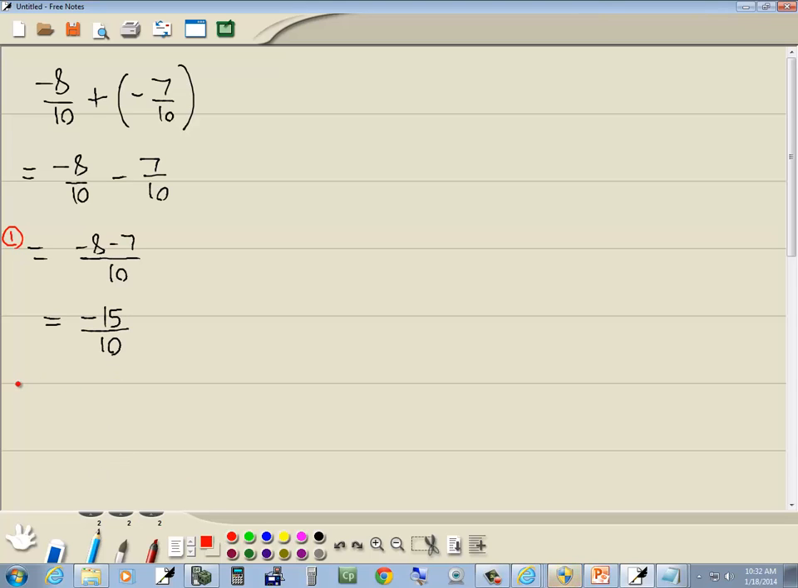Now step two, simplify. Guideline is if you can divide top and bottom by the same number, do so. This 15, this 10 are both divisible by 5. So negative 15 divided by 5 gives us negative 3. 10 divided by 5 gives us 2. So we're left with negative 3/2, and that's our answer.